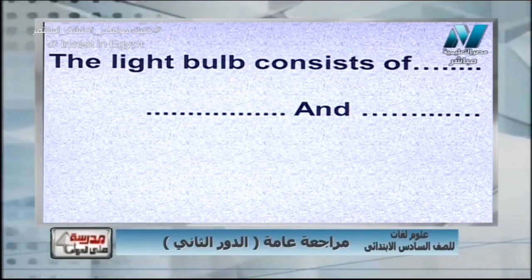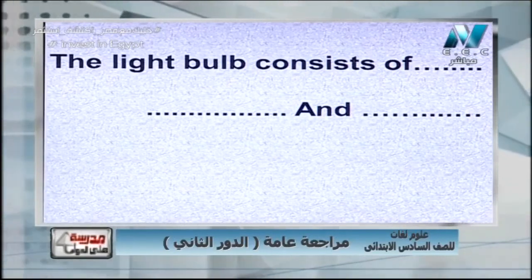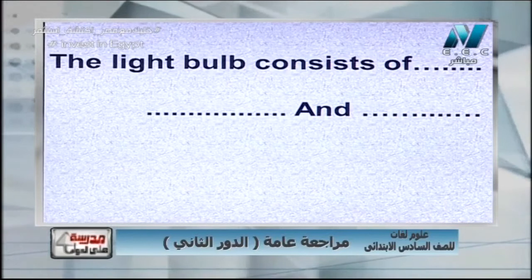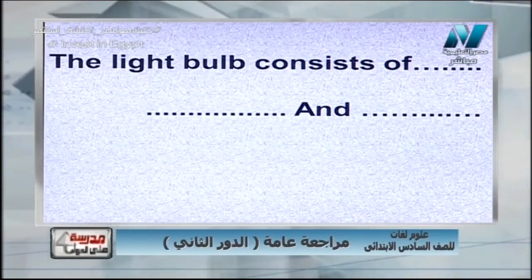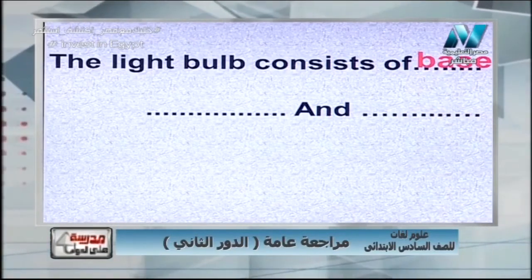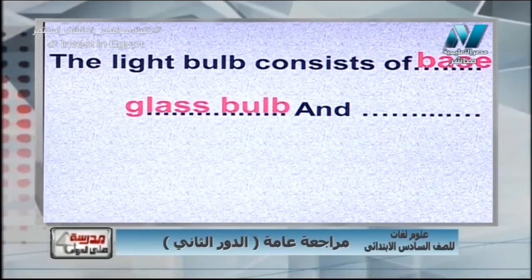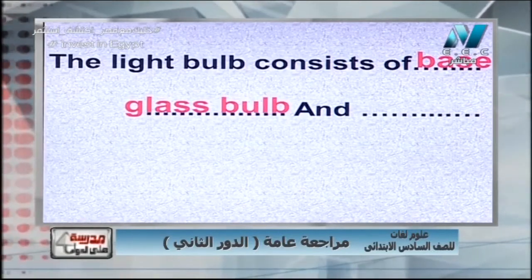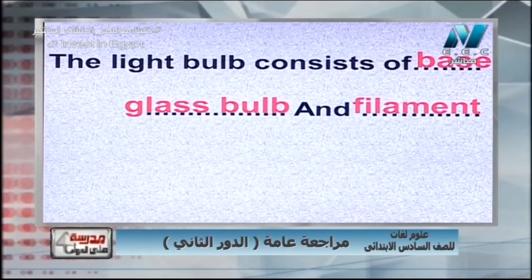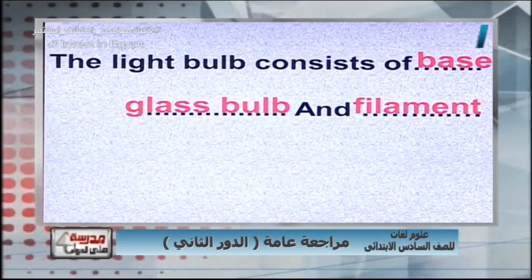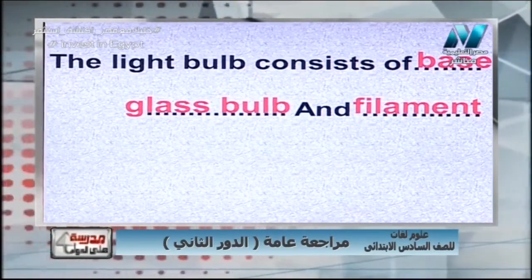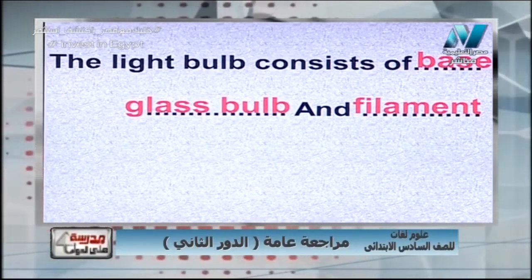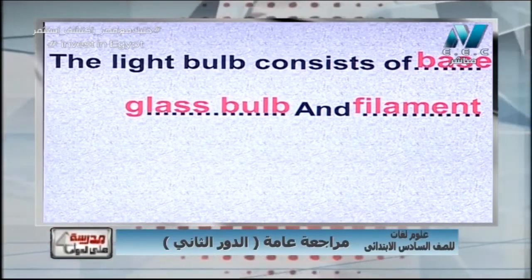Let's practice. First question says: light bulb consists of what, what and what. Light bulb comes in three parts: base, glass bulb, and at last filament. Light bulb consists of base, glass bulb and the filament.